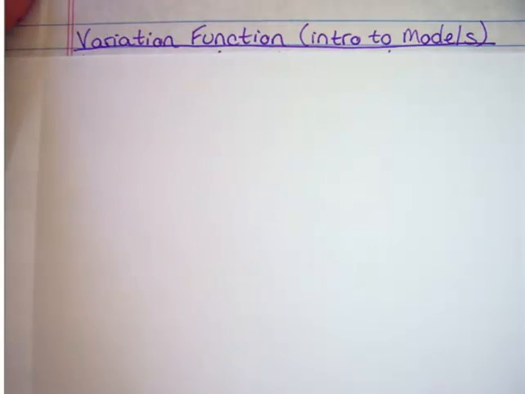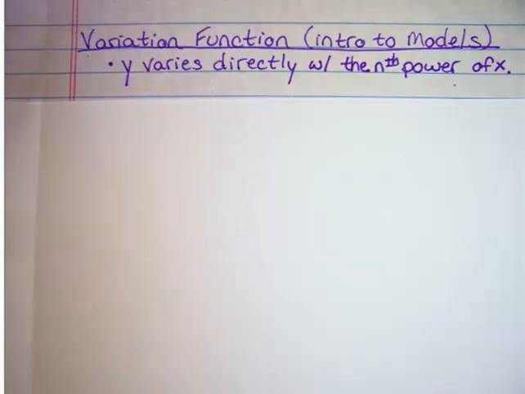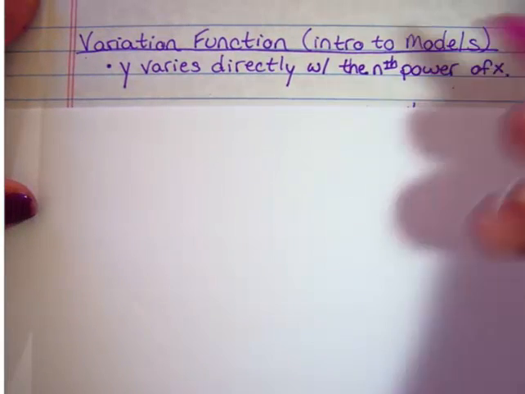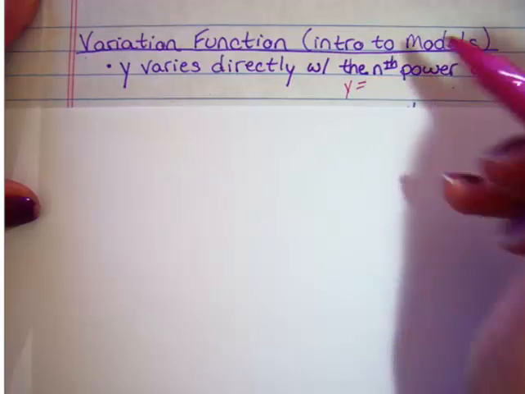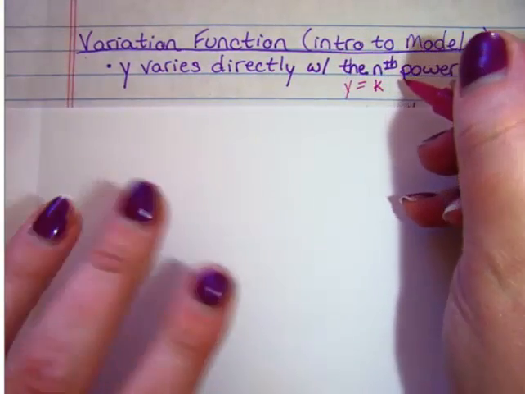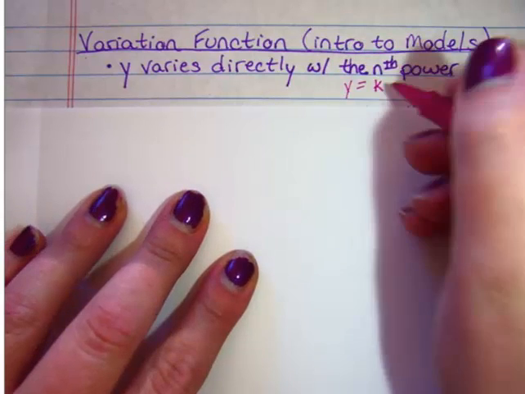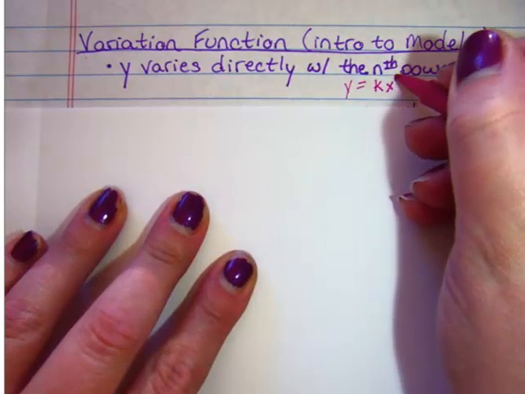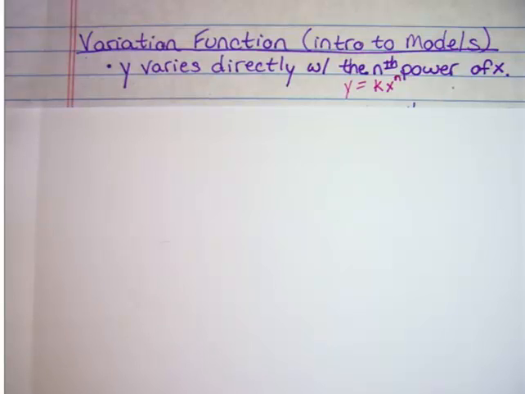So to begin with, we have the following situation. Y varies directly with the nth power of x. If that's the statement of the problem, then our equation for this is y equals, as soon as I say varies, that's a k, and then with the nth power of x, x to the n. That is a direct variation. Y equals kx to the n.